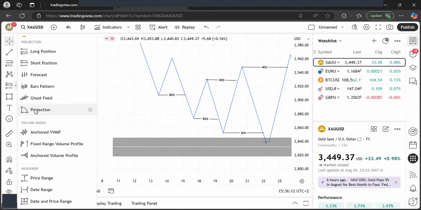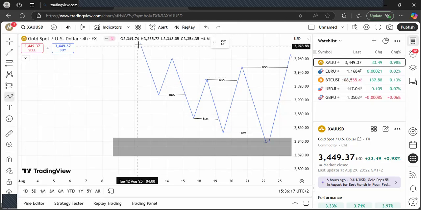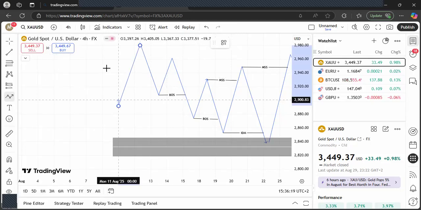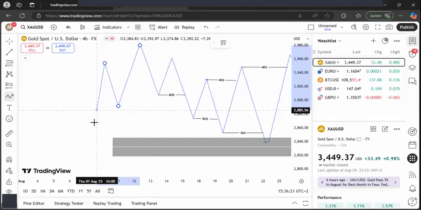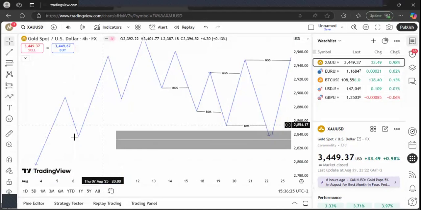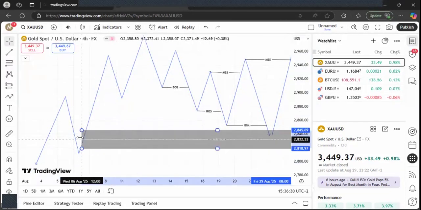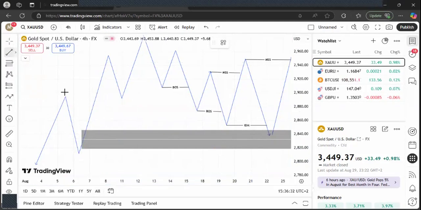And we have this now. Okay. Let's say we have a structure coming from the upside like that. We had something like this in the past. Let's say we had something like this, and this will be our break of structures.